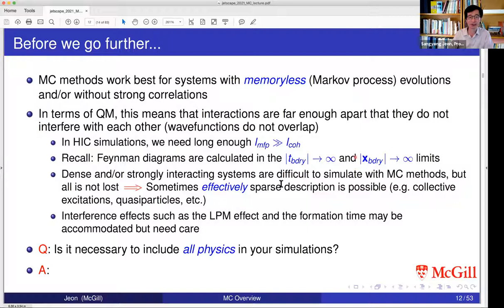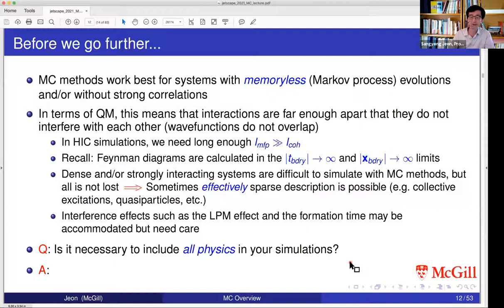So dense and strongly interacting systems are difficult to simulate with the Monte Carlo method, but not all is lost. Sometimes an effectively sparse description is possible, like quasi-particles. But that's for later. Again, for the same reasons, interference effects such as the LPM effect, coherence length effects, and formation time are difficult at first glance to deal with, but there are ways to deal with them, approximately at least. But you can also ask, is it really necessary to include all physics in your simulations? The answer is no. You just have to have enough physics appropriate for the scale that you're looking at, both in space-time and also in energy and momentum.